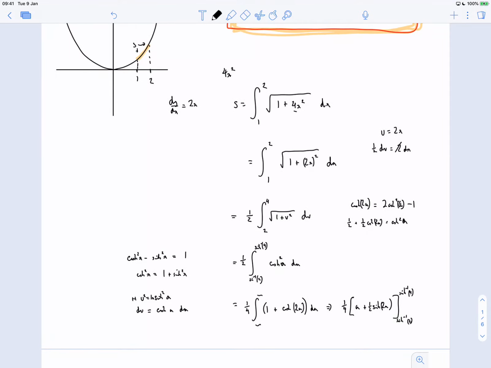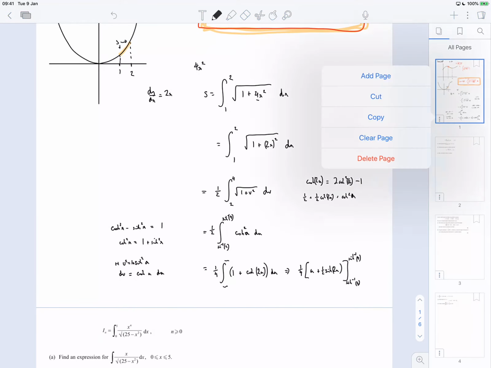I've taken up a whole lot of space there. I should always give myself more pages, and I never do.